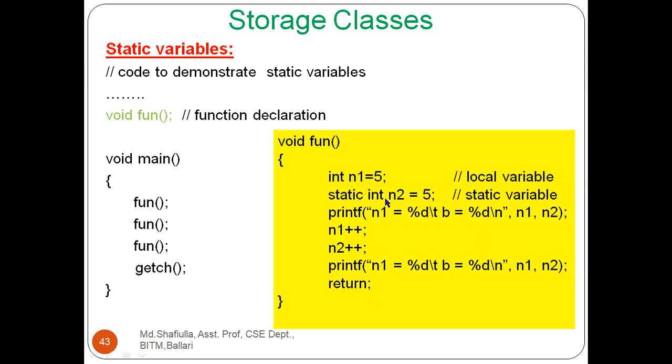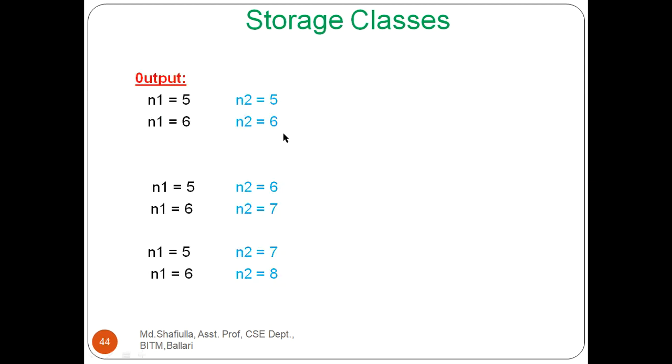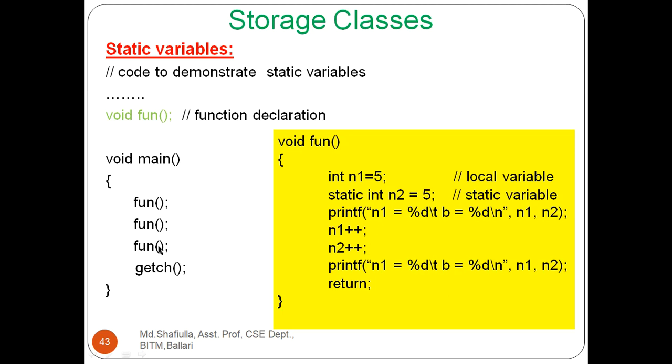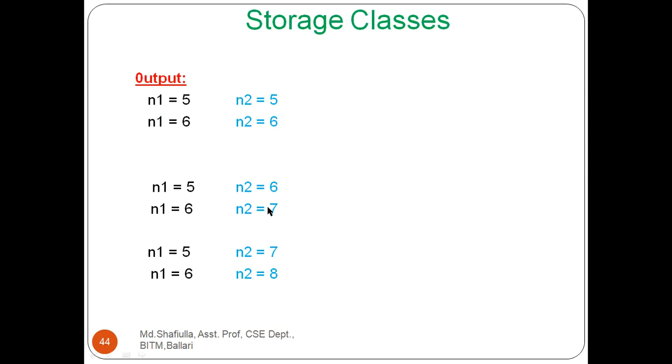Next time, static. Static means it will fix that value. After a function is called, when the control shifts here, n2 will not be reinitialized to 5. It will start from the value where it was left. So what was the previous value of n2? 6. So it will start from 6. So when you increment 6, it becomes 7. Again, you are calling a function, right? So again, it will resume from the point where the last value was. The last value was 7. So it will resume from 7.